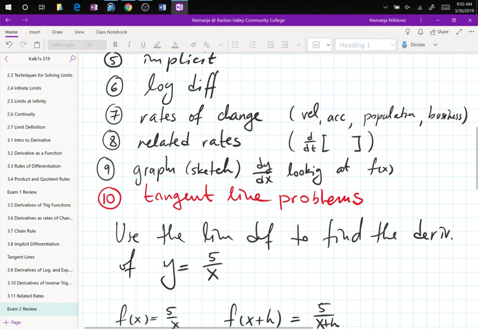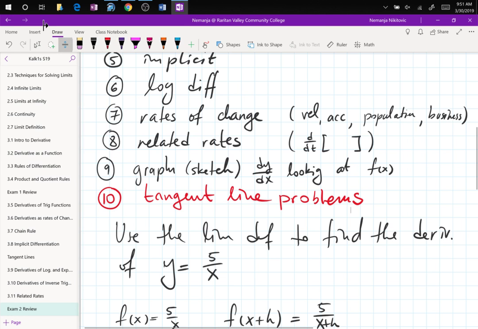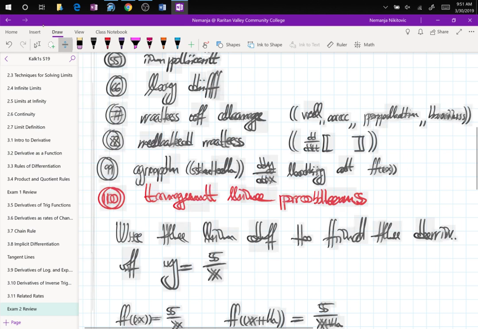So tangent line problems. That is very important, because I did tell you that you will have tangent line problems on every single exam, exam 2, exam 3, and the final exam, and then they're going to change name and grow into something else when you go later on.